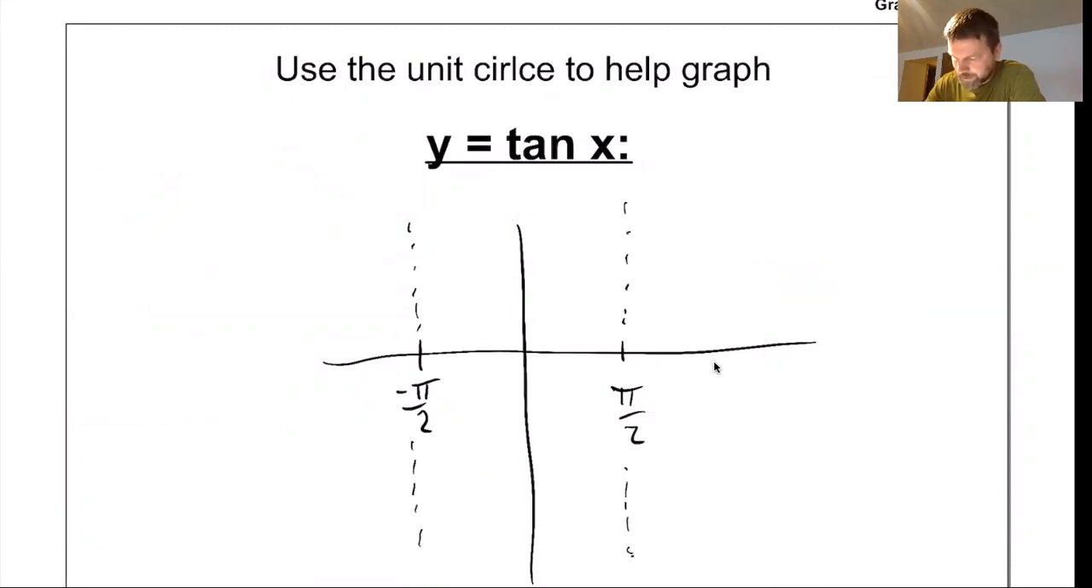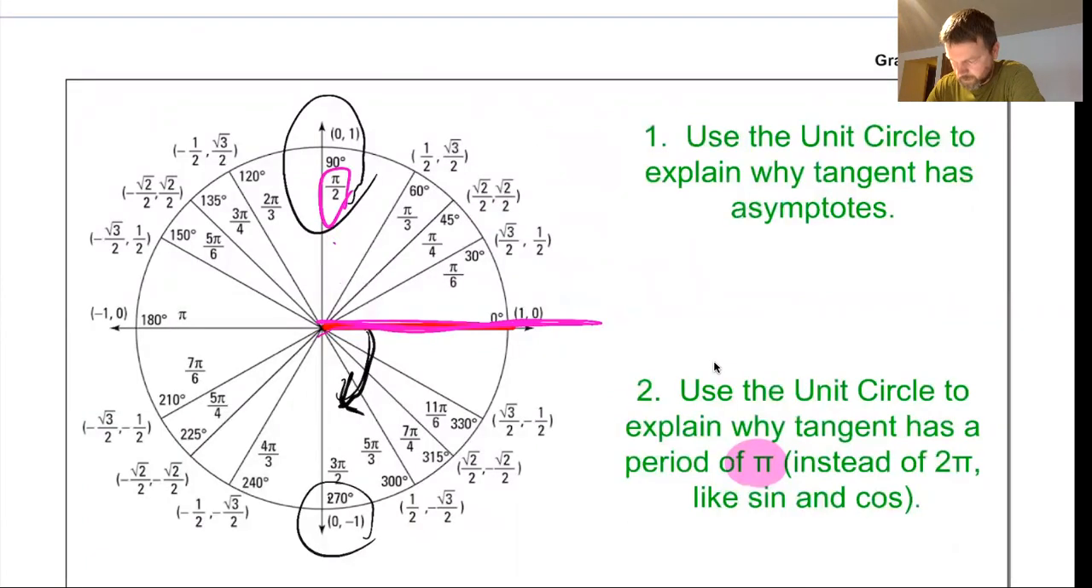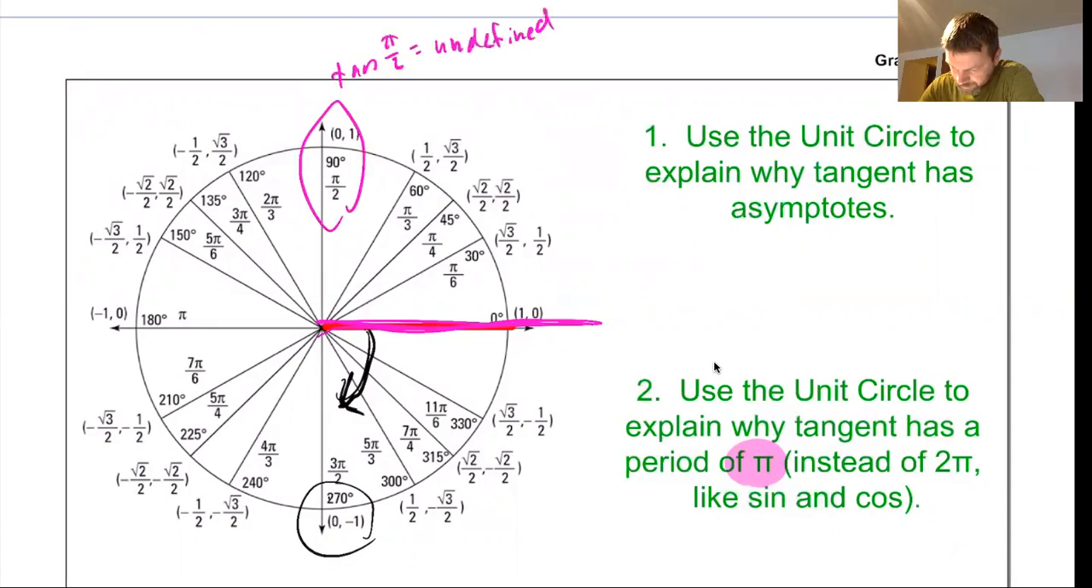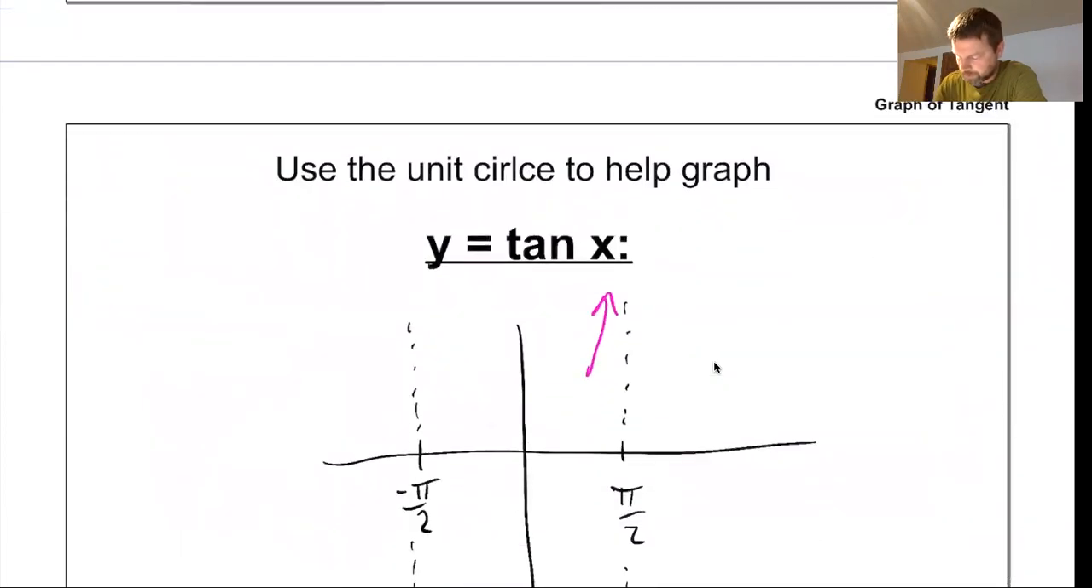Now we already said on the one side, as I get closer and closer to pi over 2, I'm going to go towards infinity. So let's work backwards from there. I already know the tangent of pi over 2 is undefined. But the closer I get to that, the closer I'm going to go towards infinity. That's why I've got this vertical asymptote.